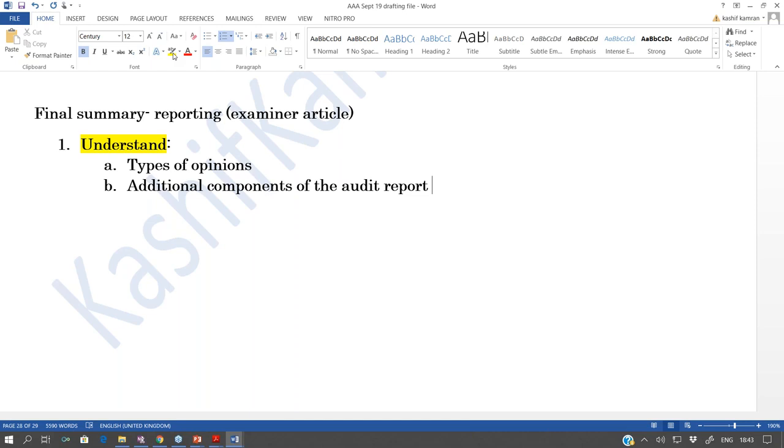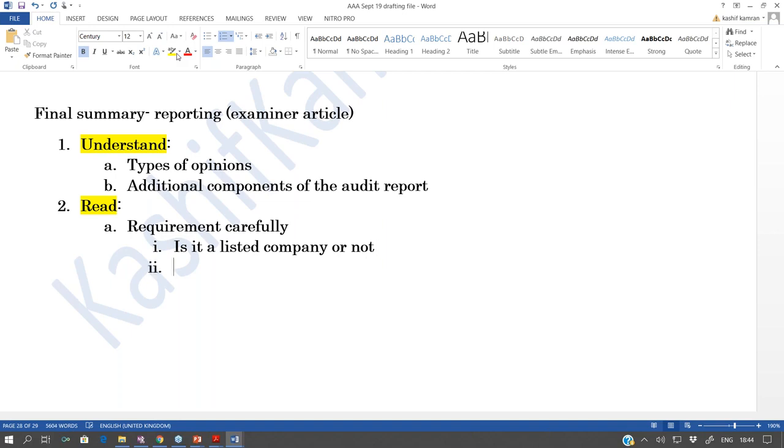Number two, the examiner expects from us that we should read. Did you get these two words from the examiner article, understand and read? So I'm trying to make a summary of that. Understand A and B. Read A and B. What are we reading in the exam paper? Number one, the examiner says read the requirements carefully. For what? Number one, is it a listed company or not?